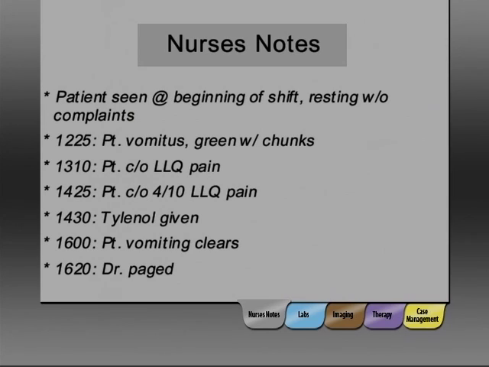At 13:10, the patient complained of left lower quadrant pain. At 14:25, the patient complained of 4 out of 10 pain. That is a pain scale with 10 being the worst pain of your life. And at 14:30, the patient was given Tylenol. At 1600, the patient was vomiting clear liquid. At 1620, the doctor was paged.